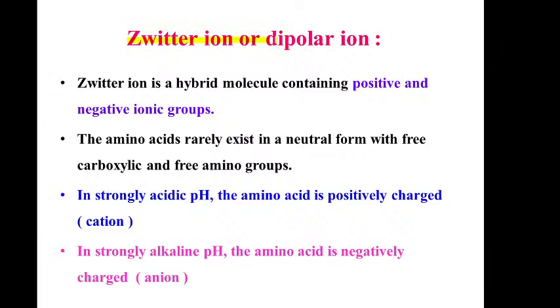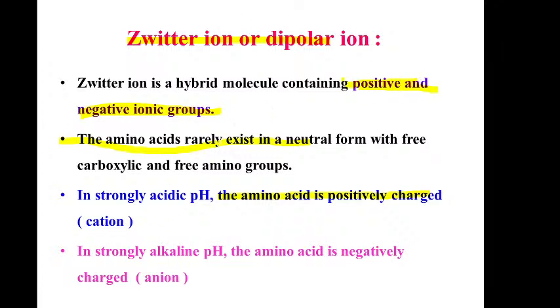Now another common term is Zwitter ion or dipolar ion. What is basically a Zwitter ion? A Zwitter ion is a hybrid molecule containing positive and negative ionic groups. Amino acids rarely exist in the neutral form with free carboxylic or free amino groups. In strongly acidic pH, the amino acid is positively charged. In strongly alkaline pH, the amino acid is negatively charged.